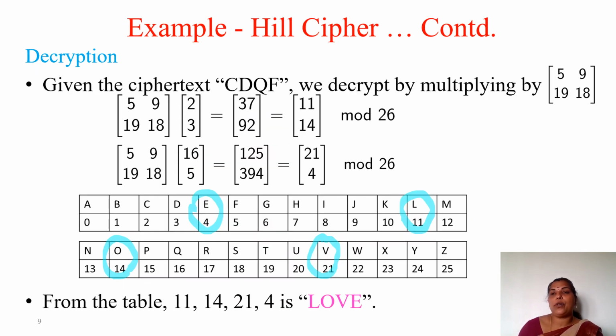This is the value we finally got for K inverse. Then you use that K inverse matrix with the ciphertext CD and QF. Here also we divide it into two parts. Then perform normal matrix multiplication and take mod 26. Finally we get the values 11, 14, 21, 4. The equivalent is LOVE. So now we have decrypted and obtained the plain text from the ciphertext using Hill cipher decryption.